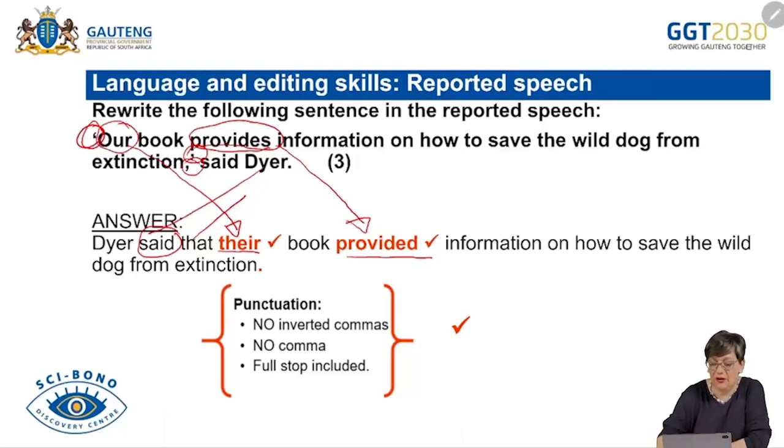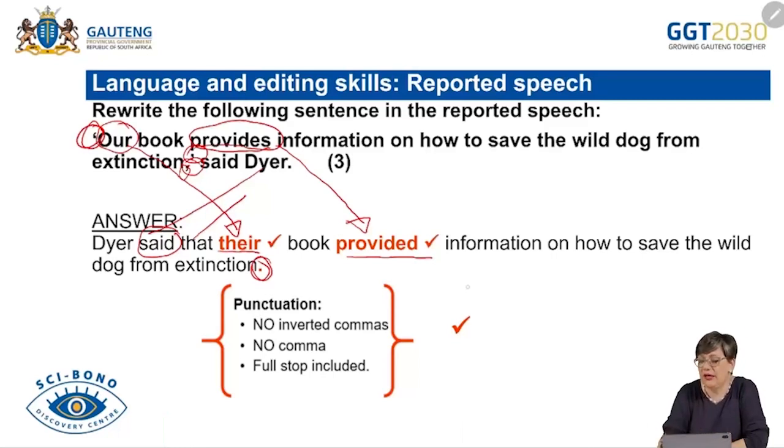punctuation. We give that last mark to you if you've changed the inverted commas, you've deleted them, you've deleted that little comma there, and you've made sure to include a full stop. And then we'll give them 1 mark for punctuation. Go step by step. Then it's easy.